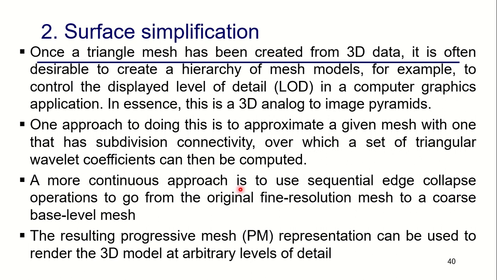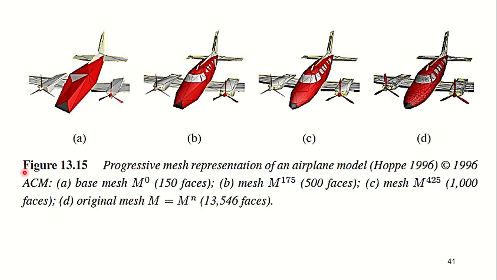A more continuous approach is to use sequential edge collapse operations to go from the original fine resolution mesh to a coarse base level mesh. The resulting progressive mesh representation can be used to render the 3D model at arbitrary levels of detail. The diagram shows the progressive mesh representation of a plane model.